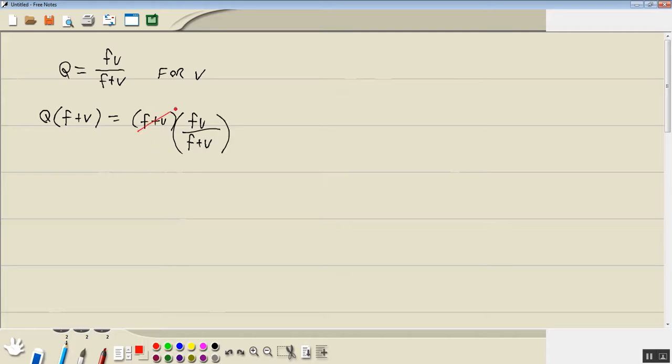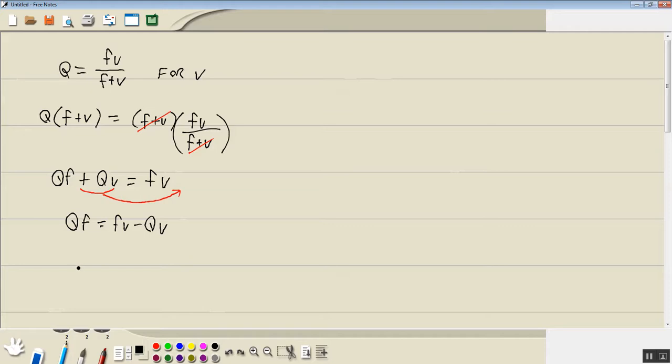Now I'm going to do that. These F plus V's are going to cancel over here. Q times F is QF. Q times V is QV equals FV. Third step, get everything with the variable you're solving for on one side, everything else on the other side. So I'm going to take this QV over to the right side. So I got QF is equal to FV minus QV.